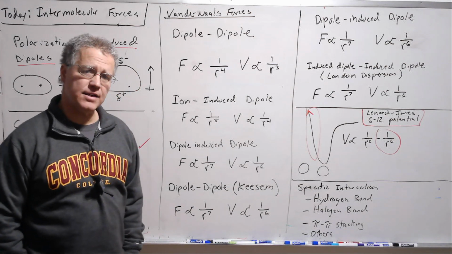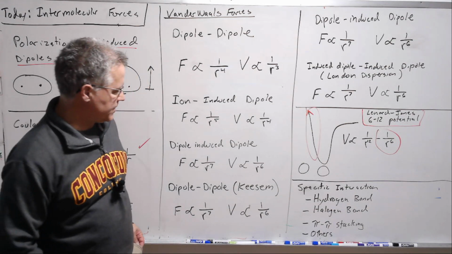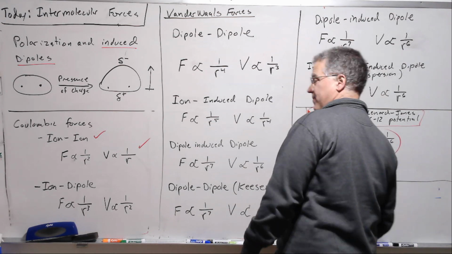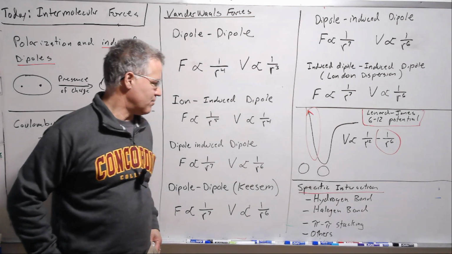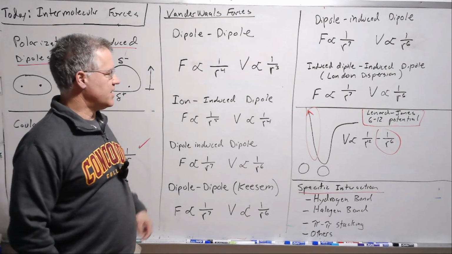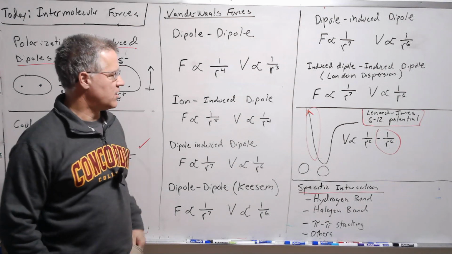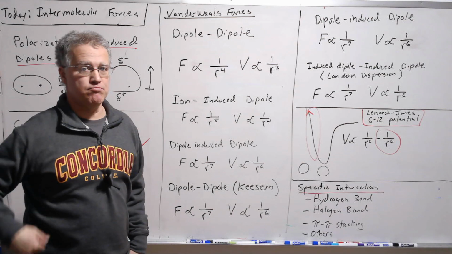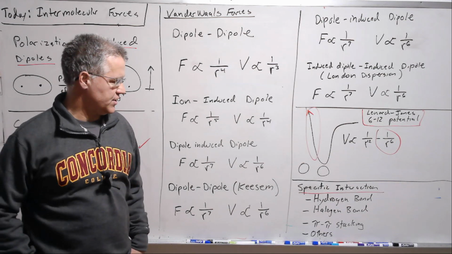Now, the last thing that we'll talk about here, and we're actually going to break this out into two separate videos, are the specific interactions. Now, these are very important, in fact, critical for life, intermolecular interactions, but they're distinct. They're directional. They have characteristics that aren't as generic as the van der Waals forces. They can be much stronger. They can be much weaker than these forces.